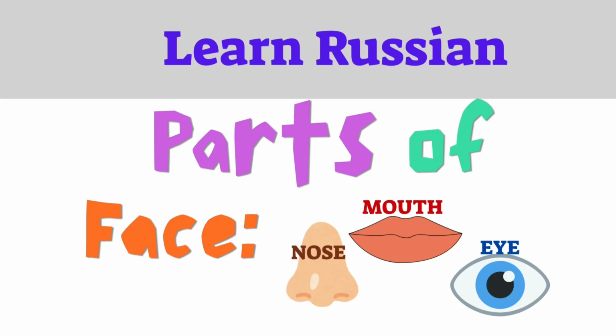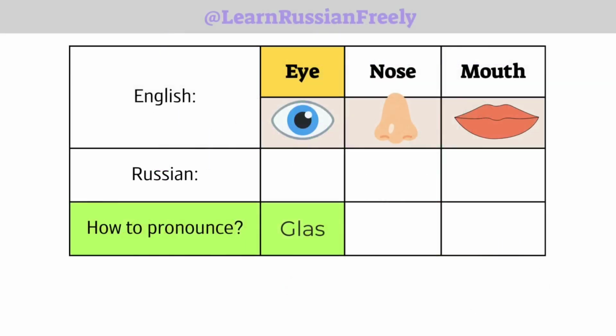Welcome to my channel. In this video I will teach you how to pronounce and how to write the words nose, mouth and eye in Russian language. So let's begin. The first word is eye.